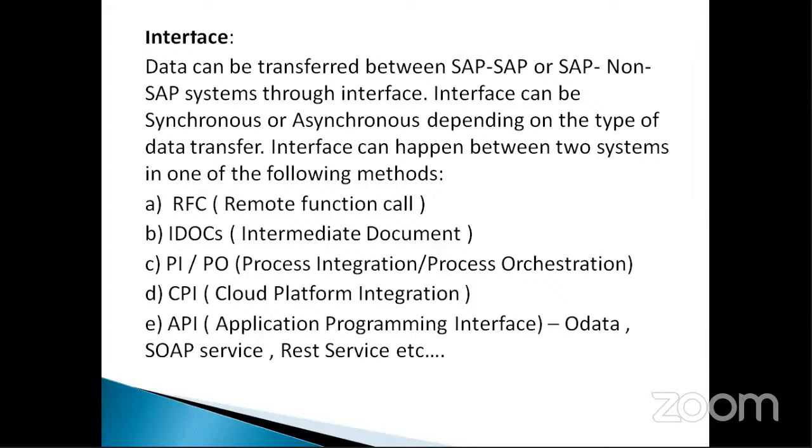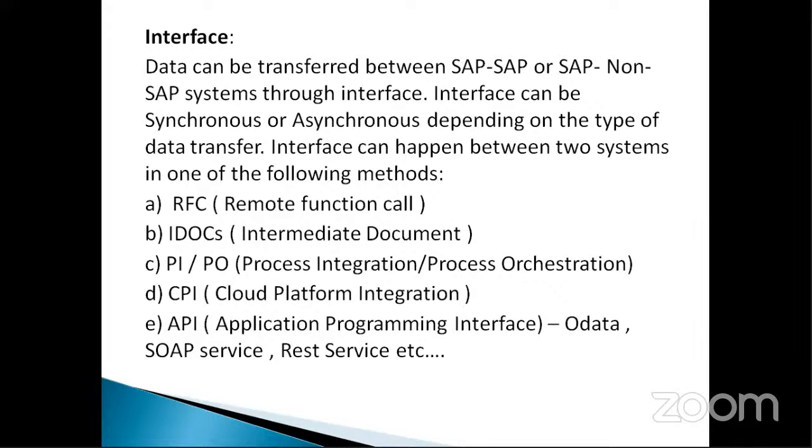And the second one is called iDocs. iDoc is intermediate document. This iDocs will work only when the source and the destination system both are SAP. This will not work with SAP and non-SAP system. When there are two SAP systems and you need to transfer the data, you can use iDocs.